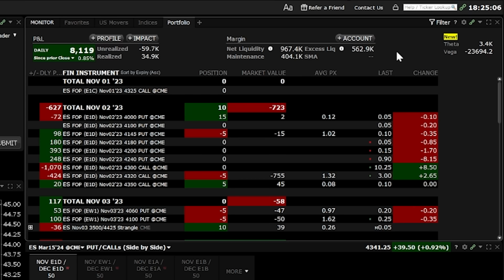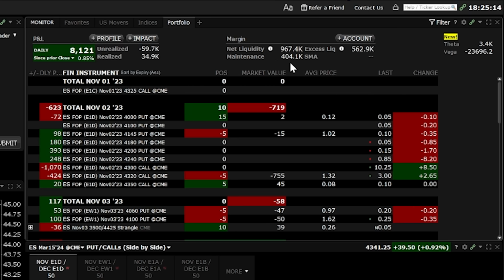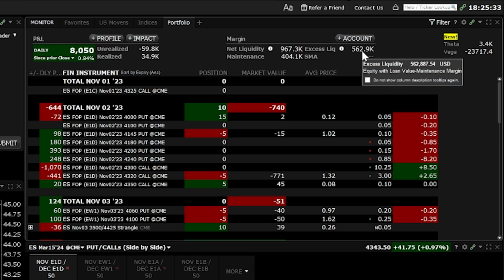And this one, excess liquidity and maintenance. So maintenance is the total margin for all my positions. And see, although I have 967.4K, I have only deployed 404K. It means I deployed less than half of the capital, and more than half of the capital is lying as cash, excess liquidity. This is a good thing about US markets. Just by deploying less than half of the capital, you can get a very good return.